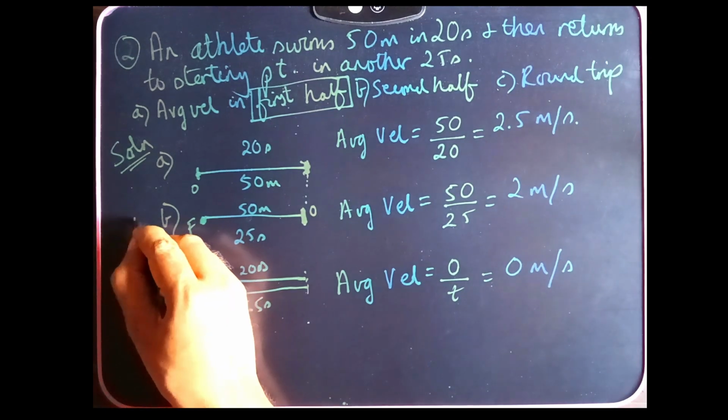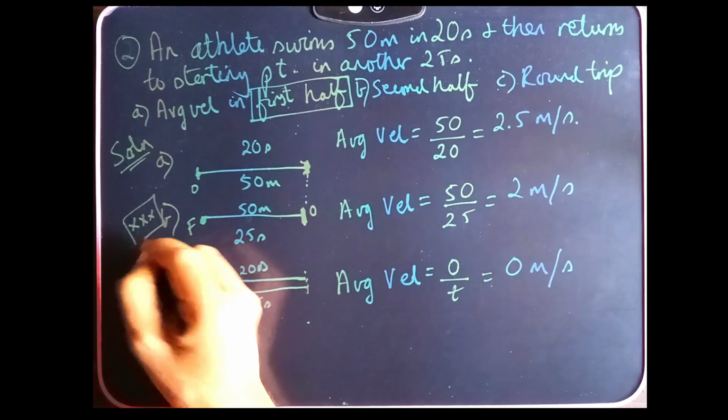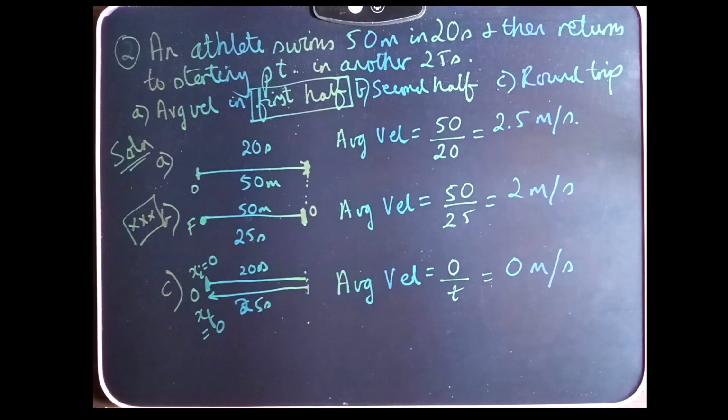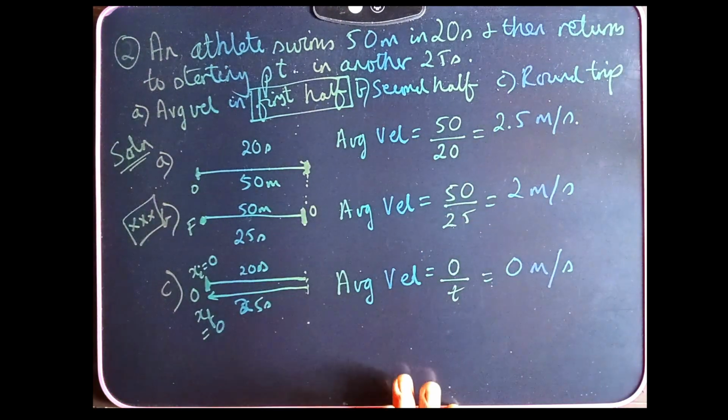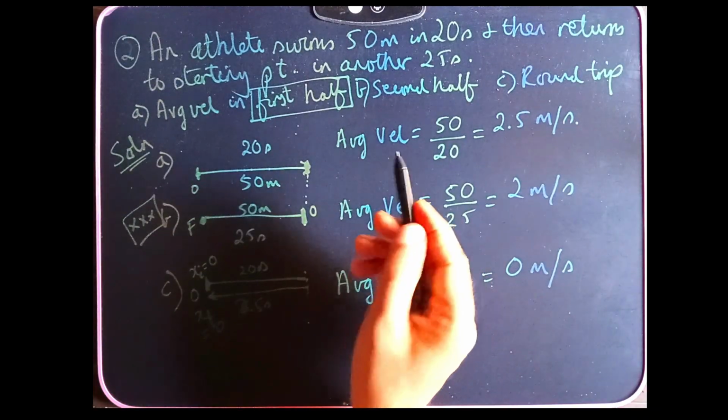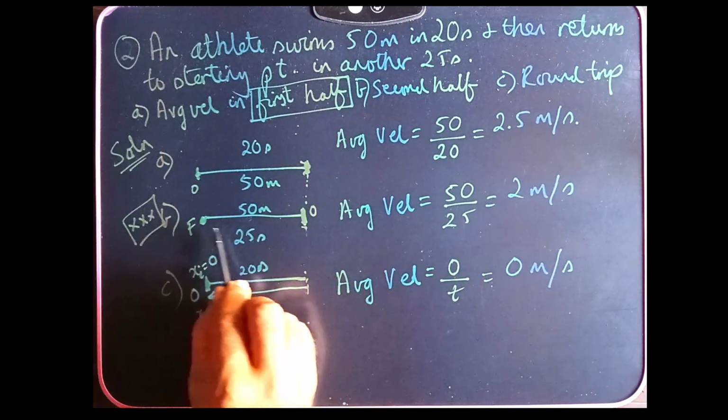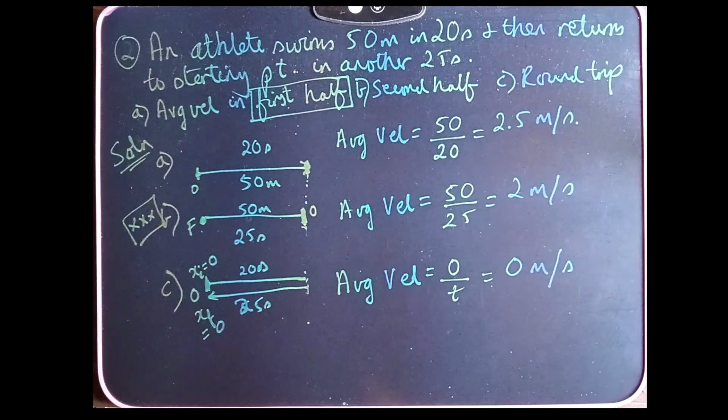So here is where most of the students will go wrong. Understand, he's asking for the second half. What is the average velocity for the second half? For the second half, the origin will start from here and it has gone here. Okay. So let us take another problem. I'll wipe out this.